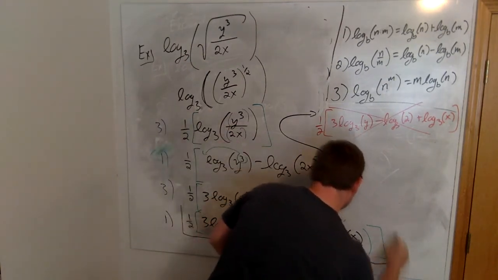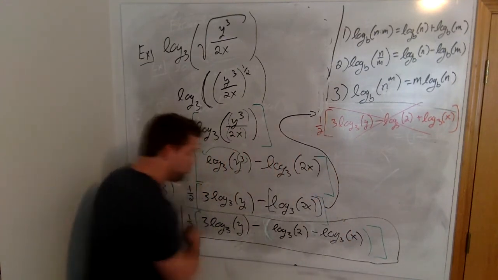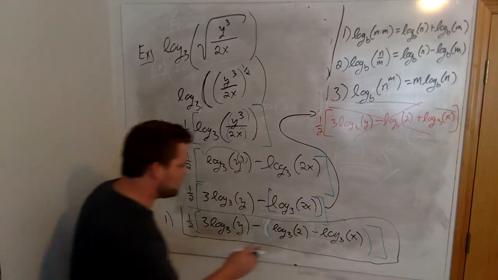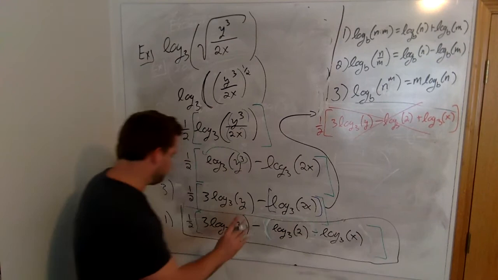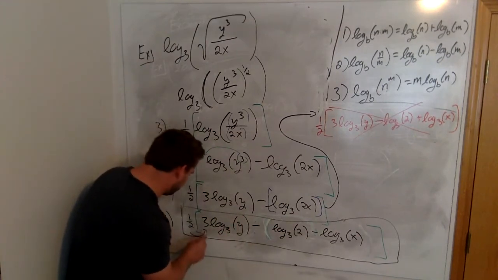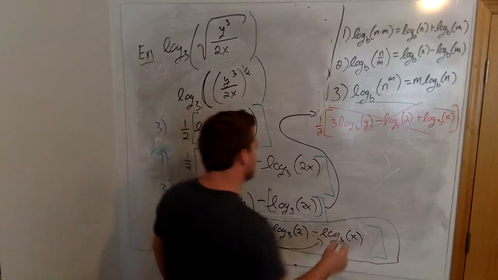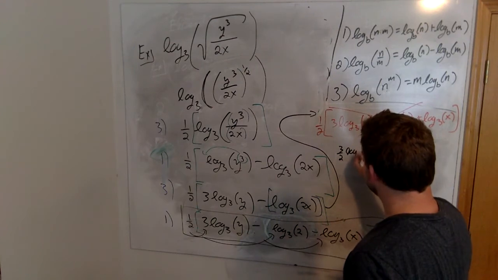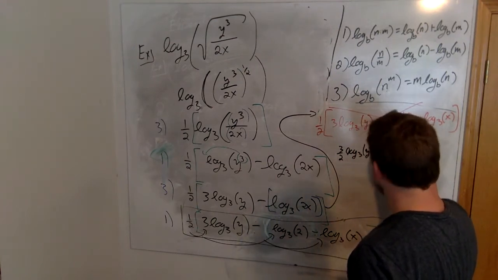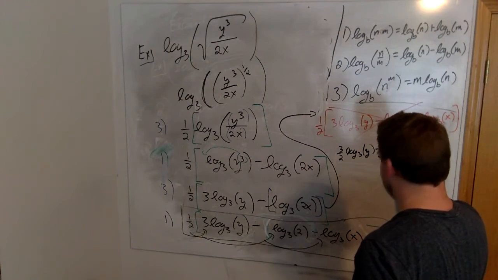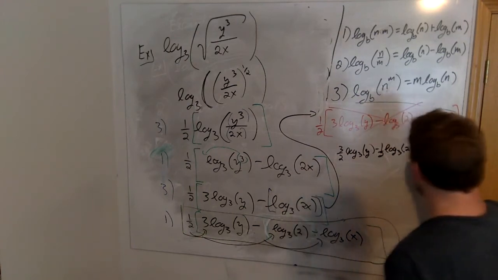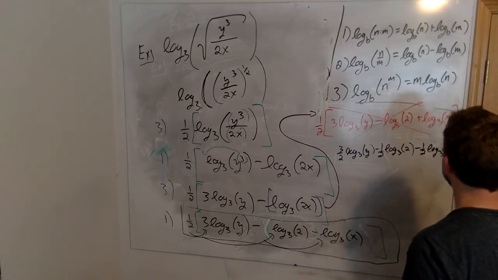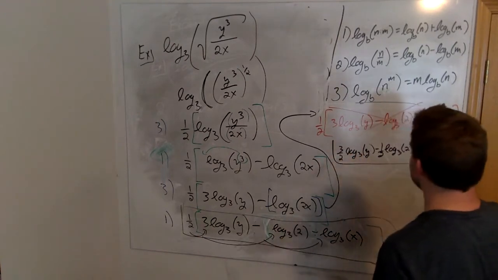Now it's really up to you if you want to distribute in this 1/2 or leave it just like this. So you could leave your answer just like this if you want. I don't need this parenthesis here anymore. Or if you want, you could distribute in this 1/2. And so we could equivalently have 3/2 times log base 3 of y minus 1/2 times log base 3 of 2 minus 1/2 times log base 3 of x. I would say that this answer or this answer for me would be equivalent.